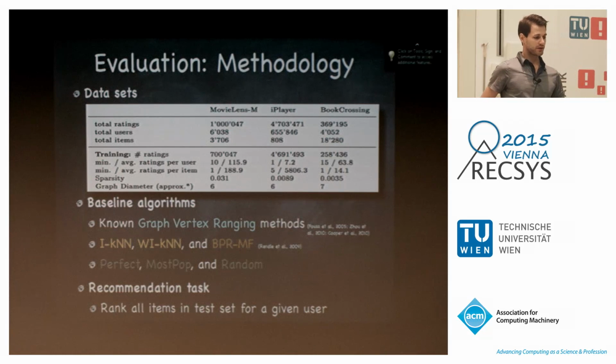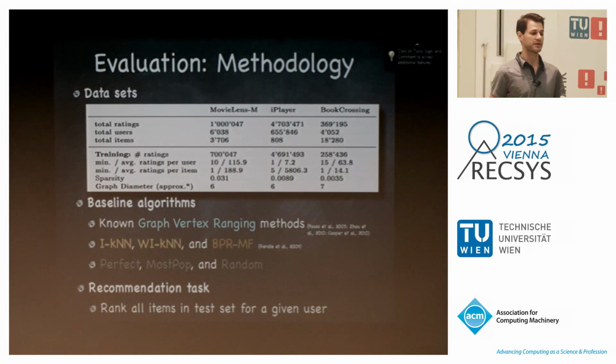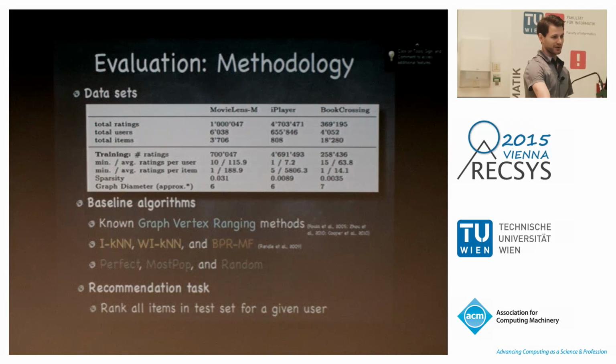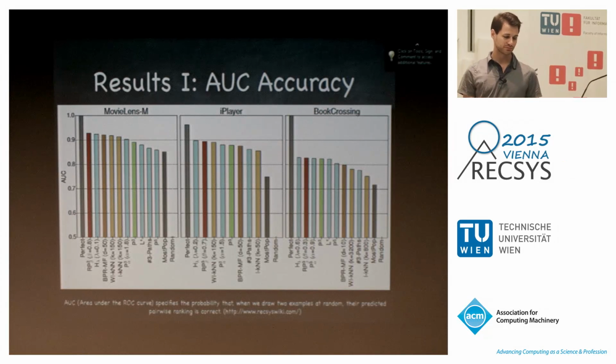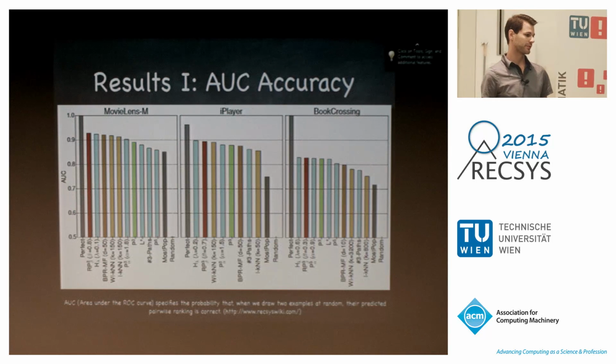The task that we used to test our procedure and these baseline algorithms is a simple item ranking task. So we just rank all the items in the user's test set according to decreasing popularity or decreasing user preference. Okay, so what is the performance that we can achieve with our RP3 re-ranking procedure?